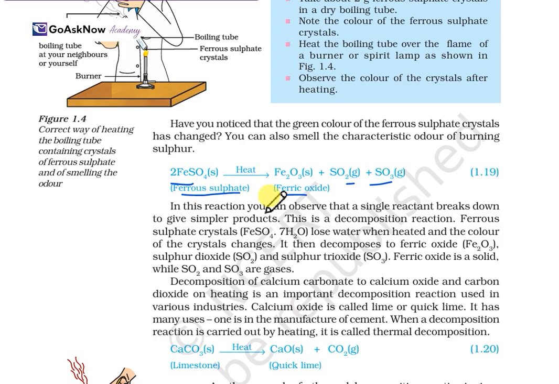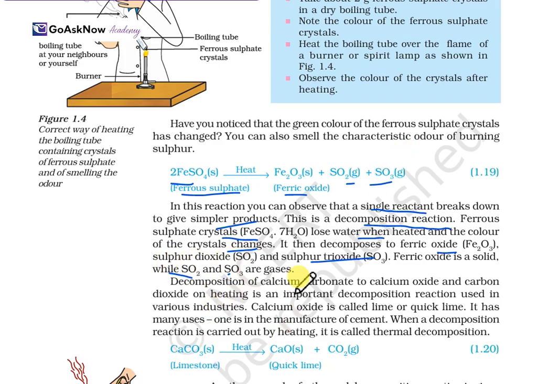So this is what we are getting when the ferrous sulfate is heated. In this reaction, you can observe that the single reactant breaks down into simpler products. This is a decomposition reaction. Earlier, we were getting only one product, but here it is breaking down into simpler products. Ferrous sulfate crystal, FeSO4.7H2O, loses water when it's heated, and the color of the crystal changes. It decomposes to ferric oxide, Fe2O3, sulfur dioxide, SO2, and sulfur trioxide, SO3. The ferric oxide is a solid. SO2 and SO3 are in the gaseous state.